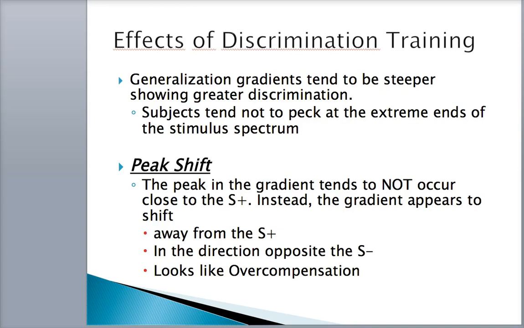You also get something called peak shift. And here the peak shift is where the peak in the gradient tends to occur in a spot that's not actually over the S plus. Instead, it appears to have shifted away from the S plus in the direction opposite the S minus, and it kind of looks like overcompensation. So let me show you what this looks like.